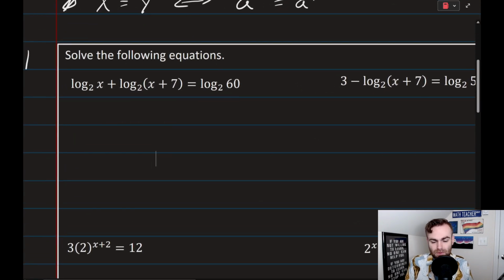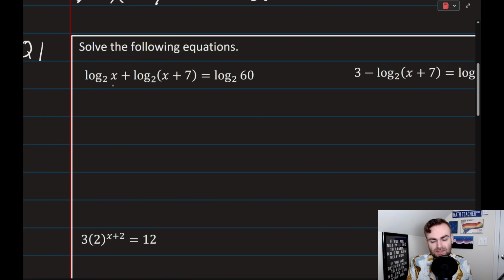So let's start with this first one here. We have 2 logarithms being added together equal to a third logarithm. The first thing I notice is that all of the bases are the same. That's a plus. And we have a lot of logarithms, so the method I'm going to tackle this with is to condense these 2 logarithms here. Remember, when we have addition on the outside, it turns into multiplication on the inside. So we actually have log base 2 of x squared plus 7x is equal to log base 2 of 60.